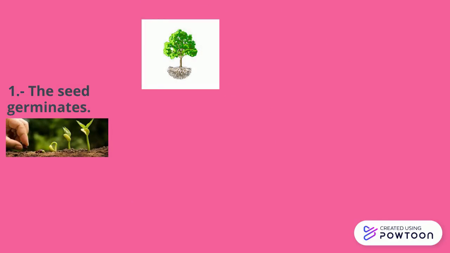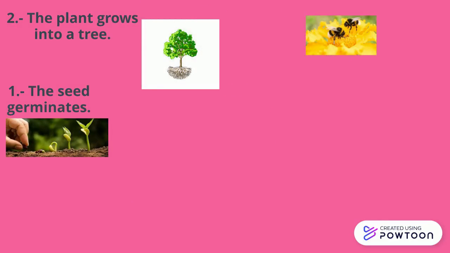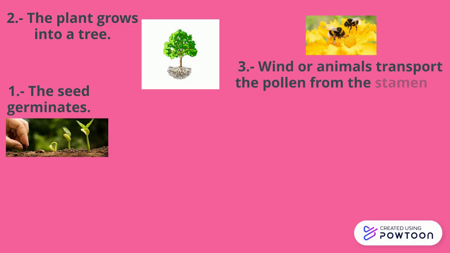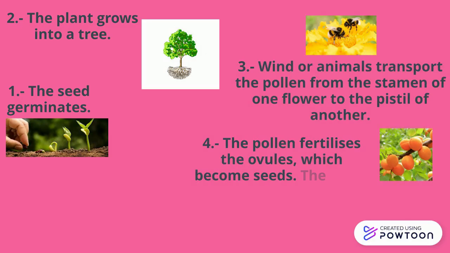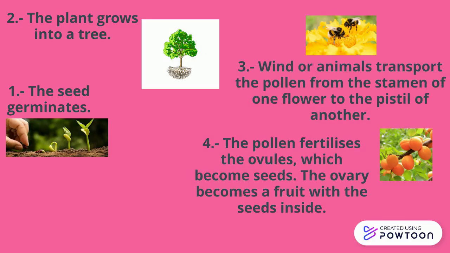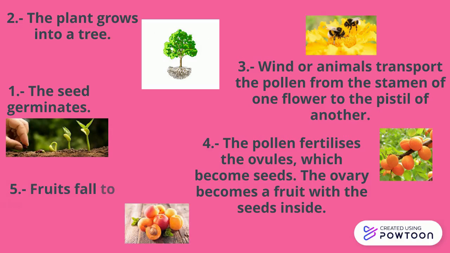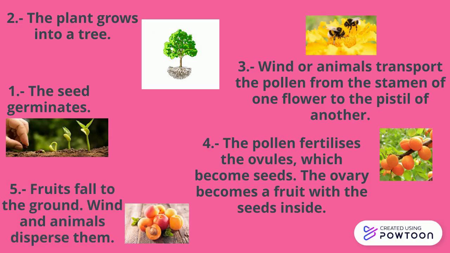The reproduction of a plant with flowers. First, the seed germinates. Second, the plant grows into a tree. Third, wind or animals transport the pollen from the stamen of one flower to the pistil of another. Fourth, the pollen fertilizes the ovules, which become seeds. The ovary becomes a fruit with the seeds inside. Fifth, fruits fall to the ground, wind and animals disperse them, and then it starts all over again.